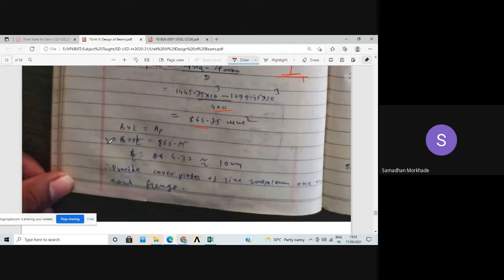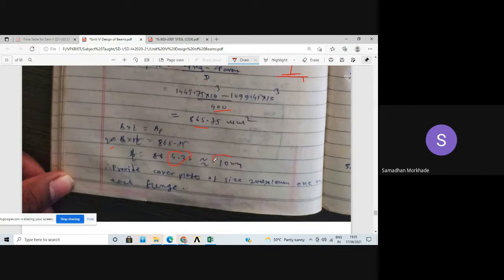So assume either thickness or width. Assume thickness or assume width. After assuming one dimension, we will get the second dimension. So here width has been assumed as 200 into T. So thickness comes out to be 4.3, which is very small.